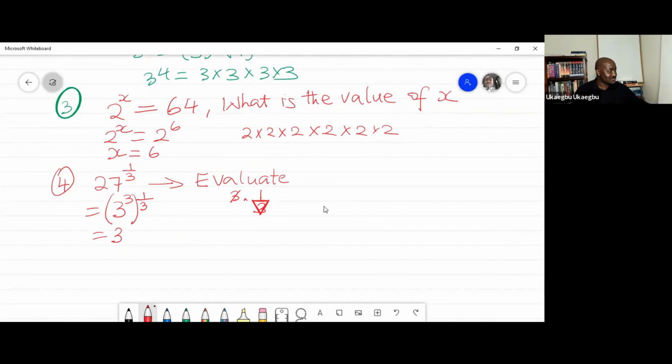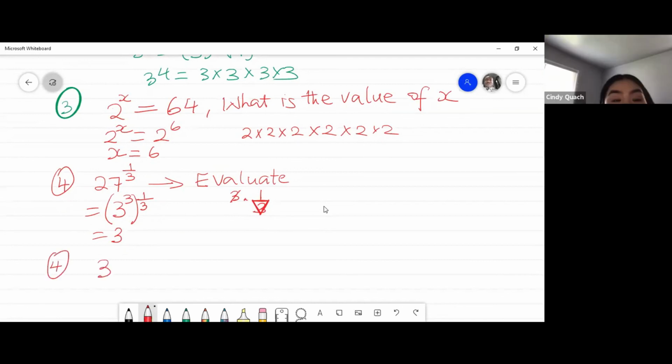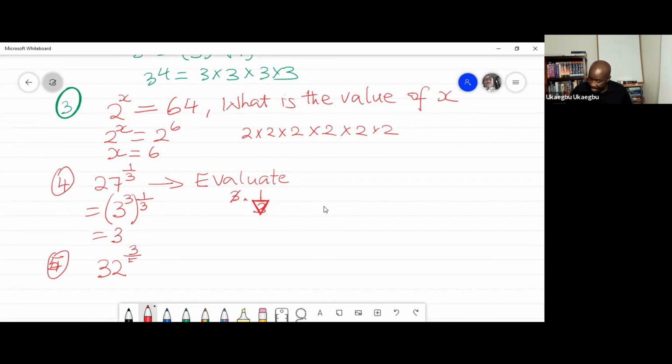So now let's try another one. Example number 5. It's 5. This is 32 raised to power 3 over 5. Do not use a calculator and show me. Tell me what to do. You have 1 minute to do this one.